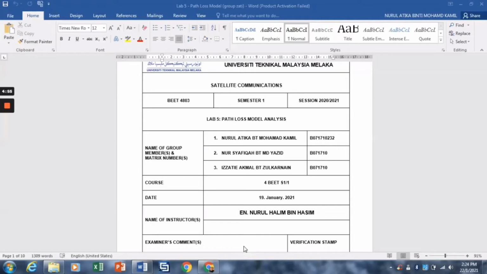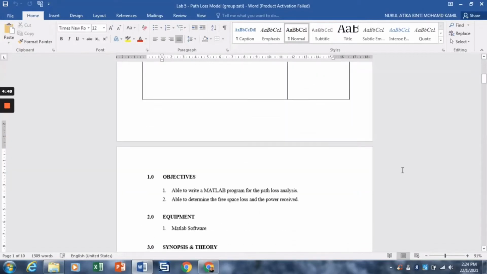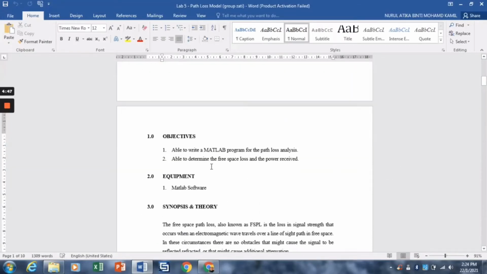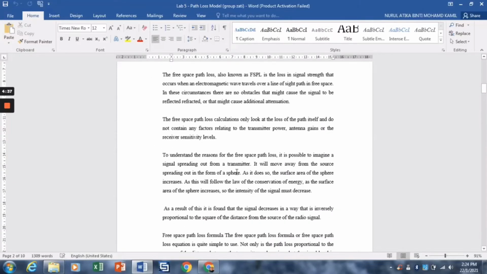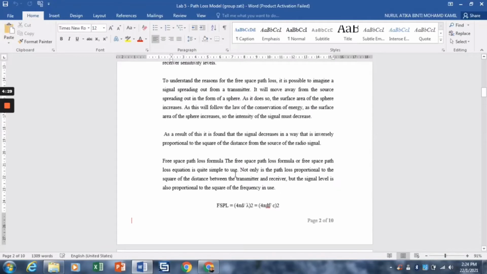I'm going to give an explanation about Lab 5, which is a path loss model analysis. In this lab, the objective is to write a MATLAB program for the path loss analysis, and secondly, to determine the free space loss and also the power received. As a theoretical, we know path loss is a reduction in power density, which is an attenuation of an electromagnetic wave as it propagates through space.